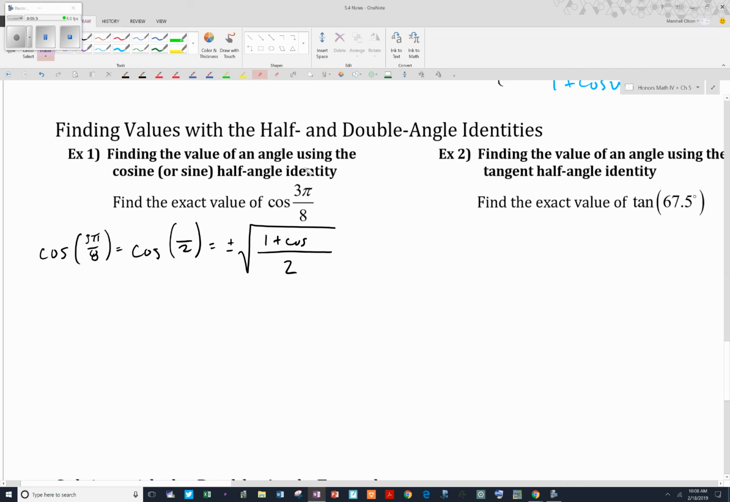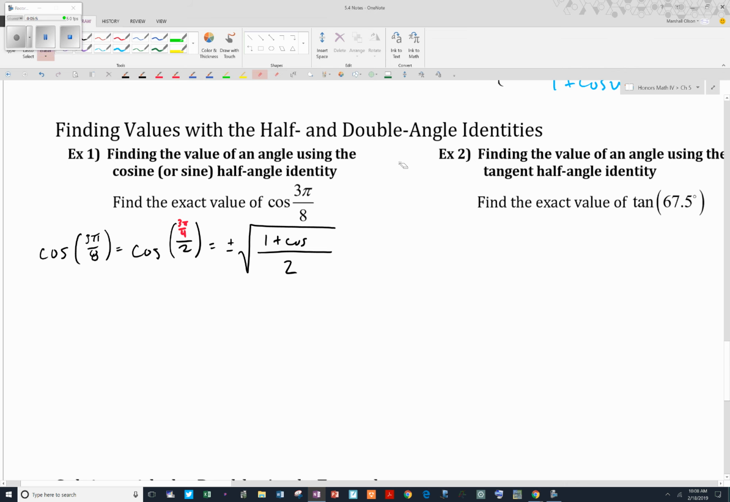However, we can rewrite 3 pi over 8 as 3 pi over 4 divided by 2. So this still says 3 pi over 8. It's the same thing. It's just that we are now putting a value in this spot right here that we do know all the trig values of.